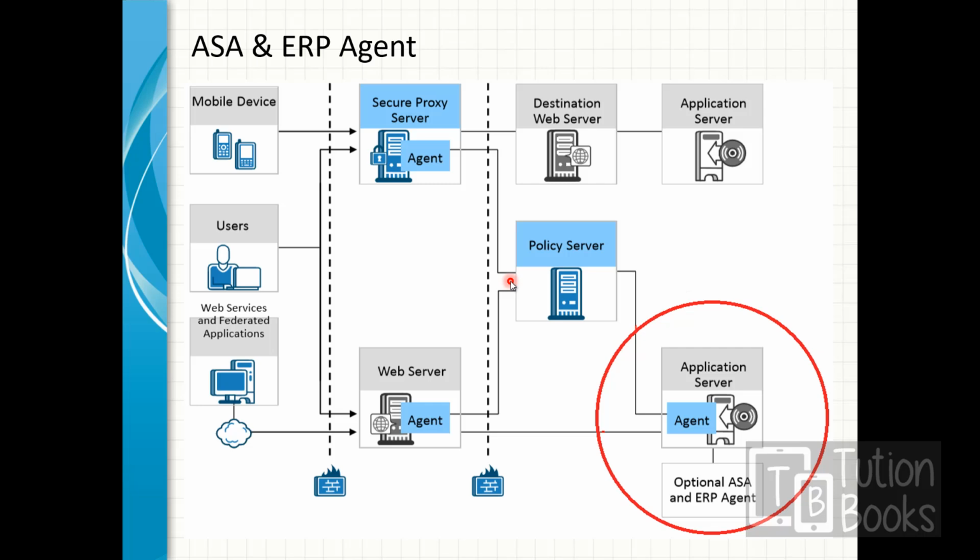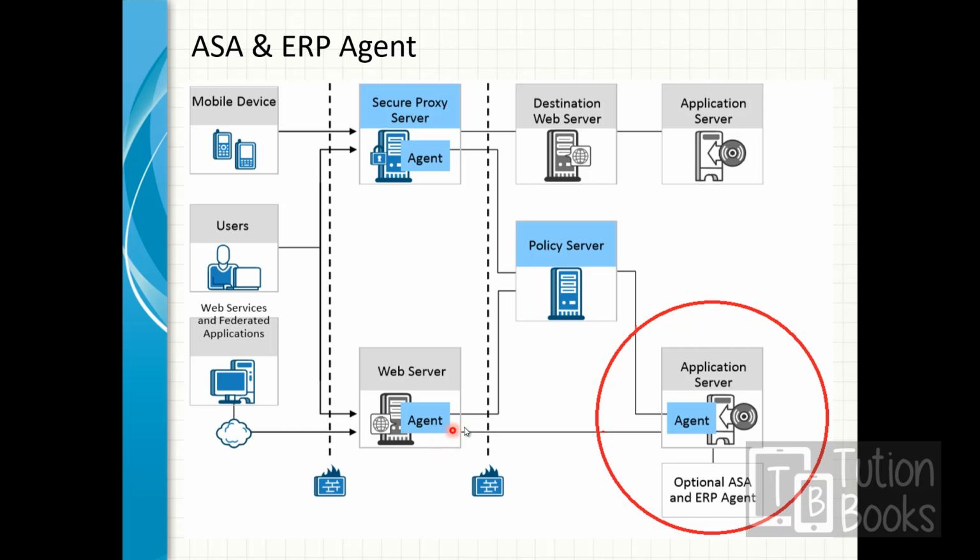In the second step, this is an ASA or ERP agent. In that case, whatever request comes directly to my web server or to my proxy server, the policy server will authenticate the user. But again, I don't want a directly authenticated user to access my application server. So in that case, I will put an ERP agent over the application. That ERP agent will talk to my web server agent.